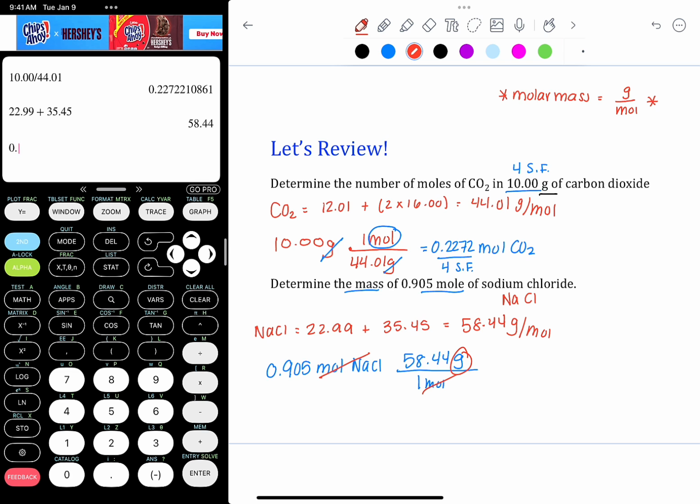So we take 0.905 and we multiply it by 58.44, and we get 52.9 grams of NaCl. Again, that has 3 significant figures because my original number has 3 significant figures. Recall our significant figure rules. Our molar masses are considered constants, or having an infinite number of significant figures, so we don't use them to determine how many sig figs should be in our final answer. Okay.